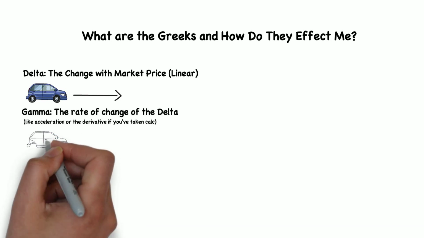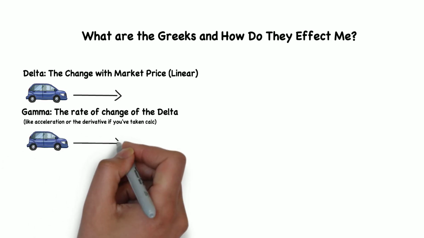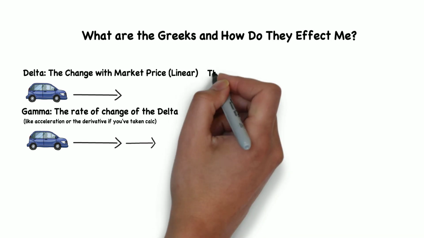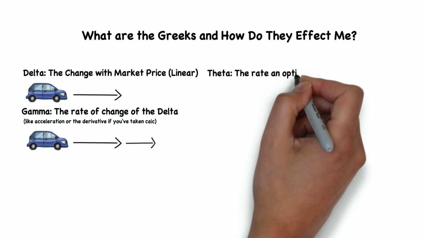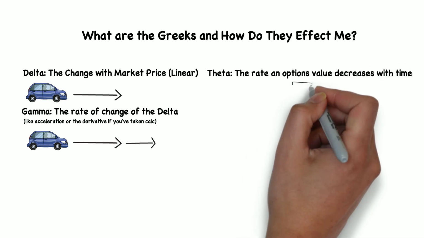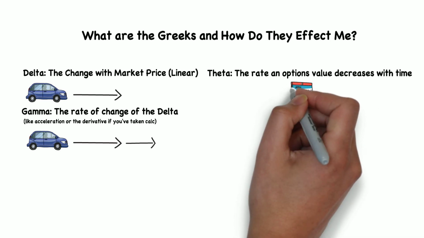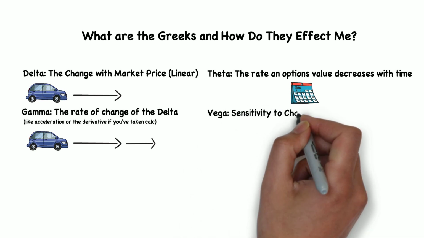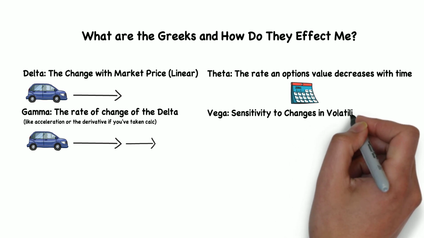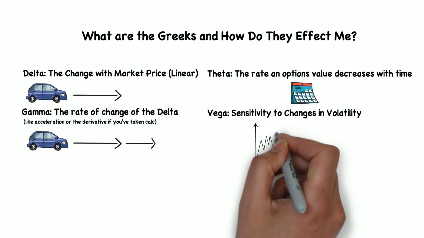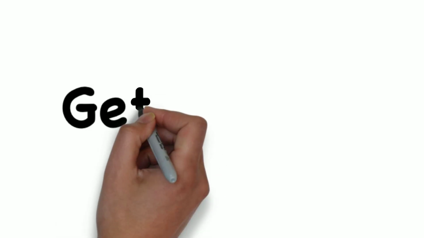If you've taken calculus before, gamma is a lot like the derivative of delta, the rate of change of the rate of change. Theta is a measure of how the option's value changes over time. Options, as a rule, tend to decline in value over time. This tendency is called theta decay. Finally, Vega is a measure of how sensitive an option's value is to changes in market volatility. Options tend to be more valuable in volatile markets. You'll often hear people talk about IV crush. That is when an option is purchased during high volatility and the market becomes less volatile, thereby reducing the value of the contract.